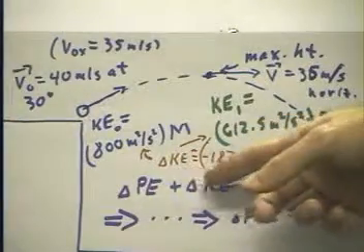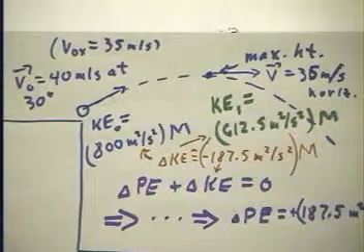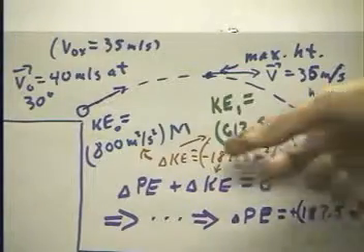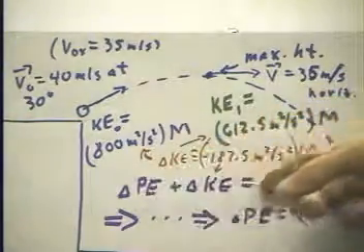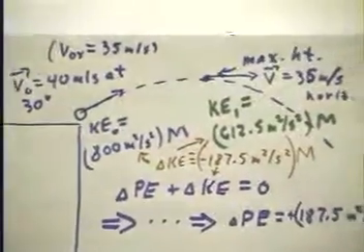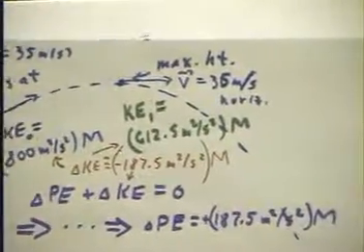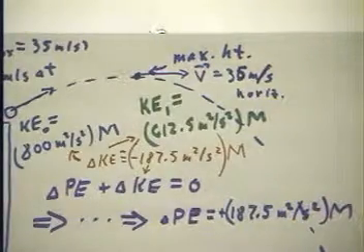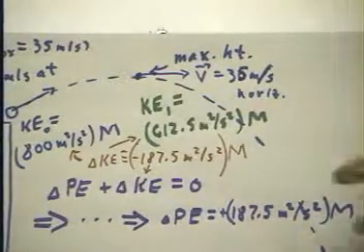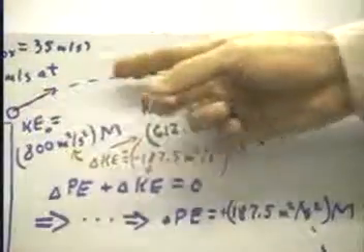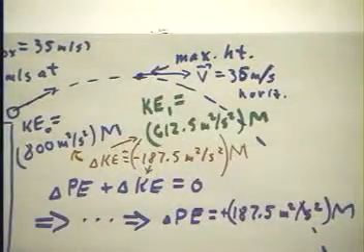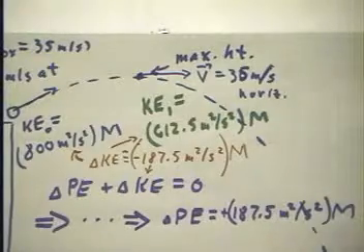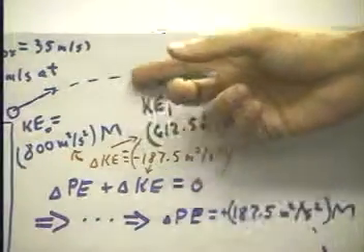Since our change in potential plus change in kinetic is 0, we can put our change in kinetic in here and get our change in potential very easily. And of course that's going to be plus 187.5 meters squared per second squared times M. Okay? So we know that between here and here, the altitude increases by enough to increase the potential energy by this amount. So now all we got to do is find our delta y between here and here.